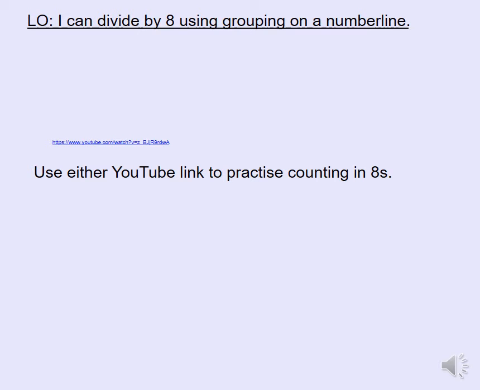We are going to be focusing on our 8 times table today. Now if you don't know this off by heart, that doesn't matter. You can use the 8 times table document which is saved in today's file. You can also watch the YouTube link of the Counting 8s video, which you will remember from doing at school.